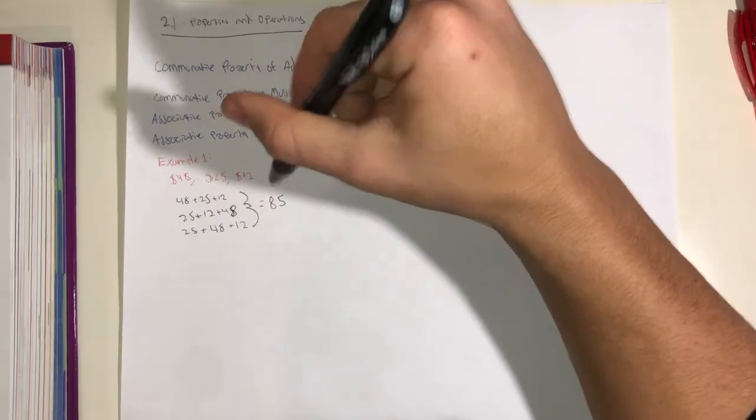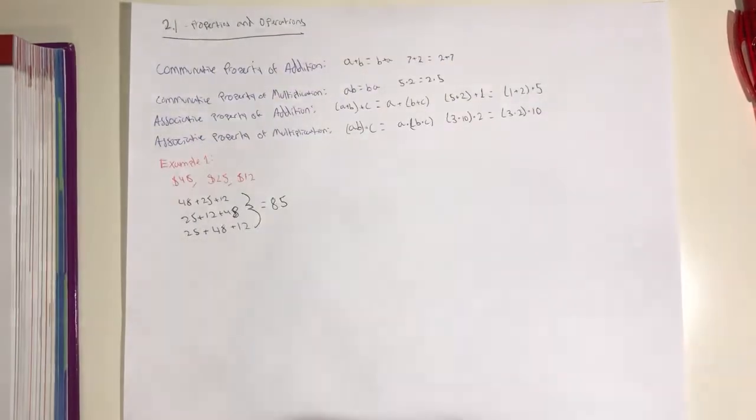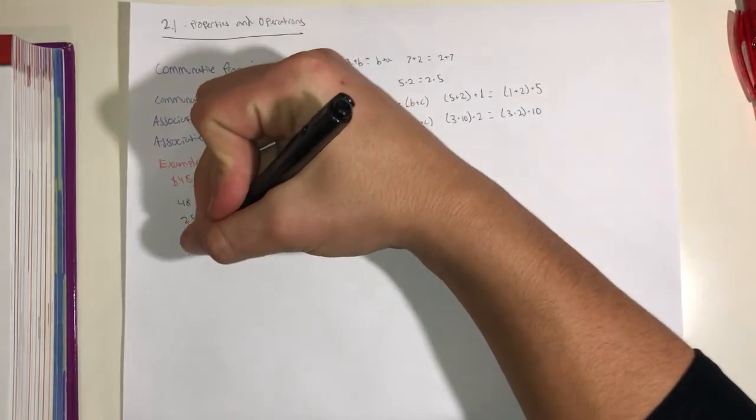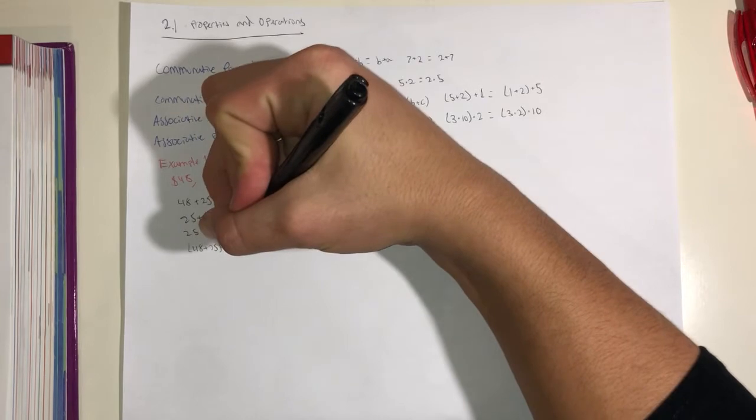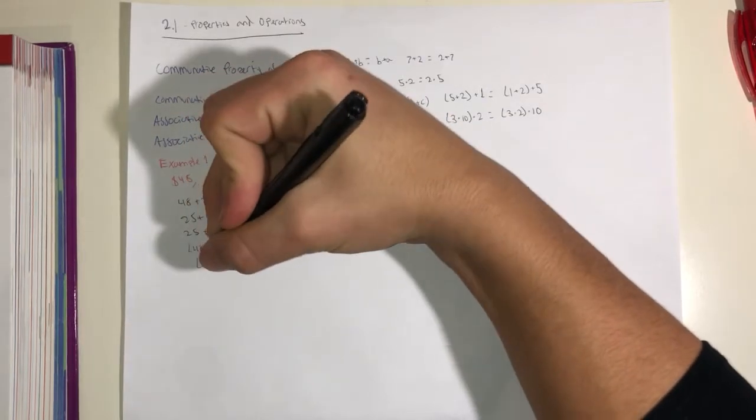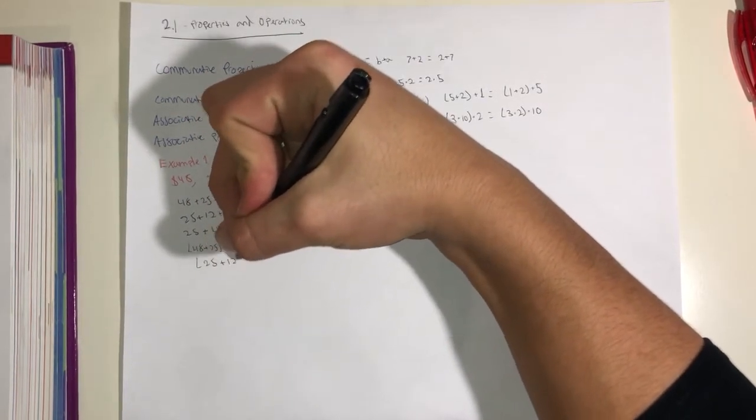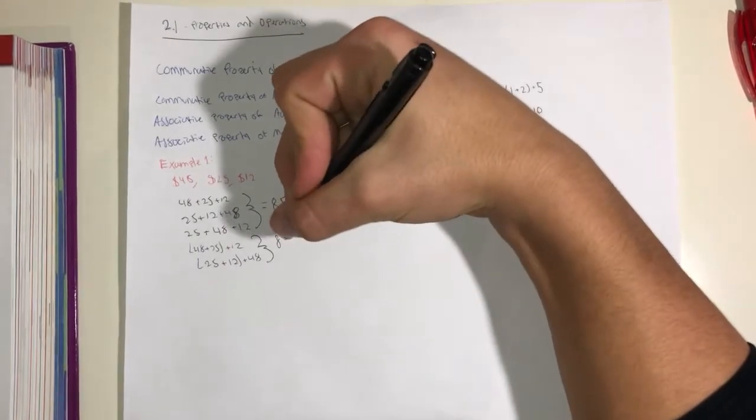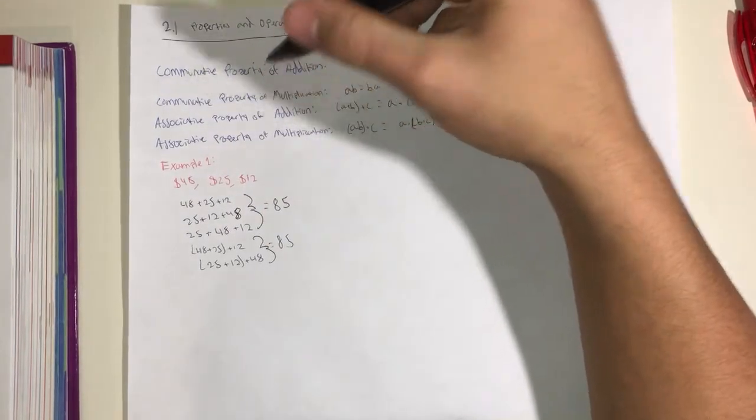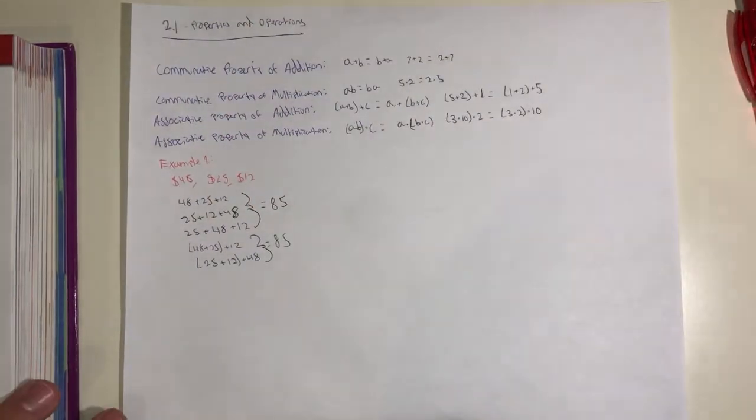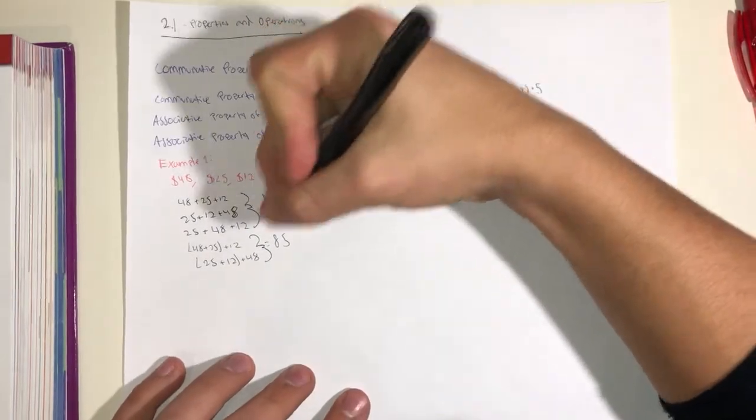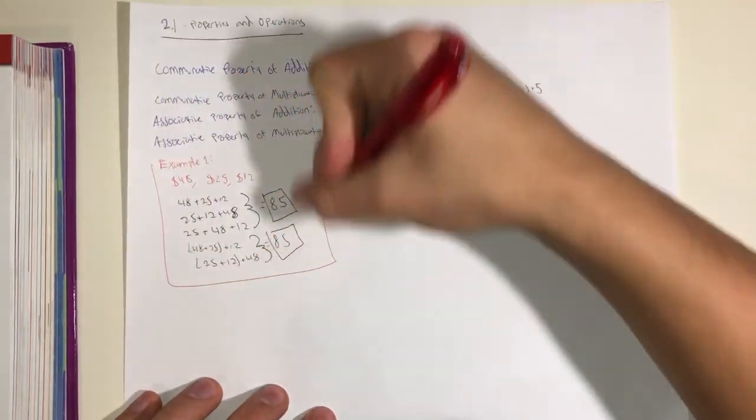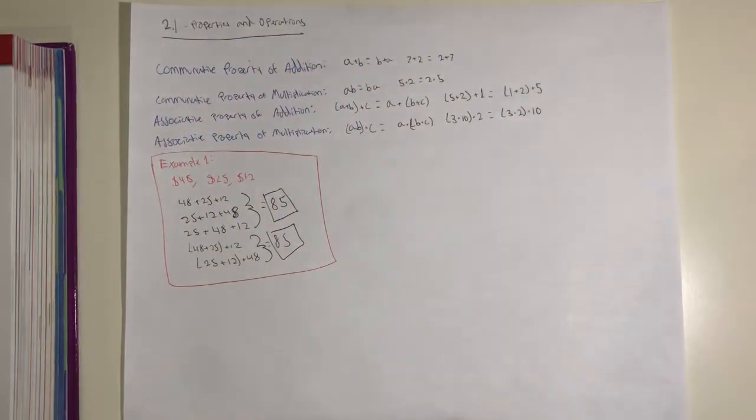The order in which you add them doesn't matter. This is using the commutative property of addition. And grouping doesn't matter either. If you wanted to do 48 plus 25 plus 12, or (25 plus 12) plus 48, these would also equal 85. This is using the associative property of addition. You could use both ways of getting to it. Both are correct ways of approaching the problem.